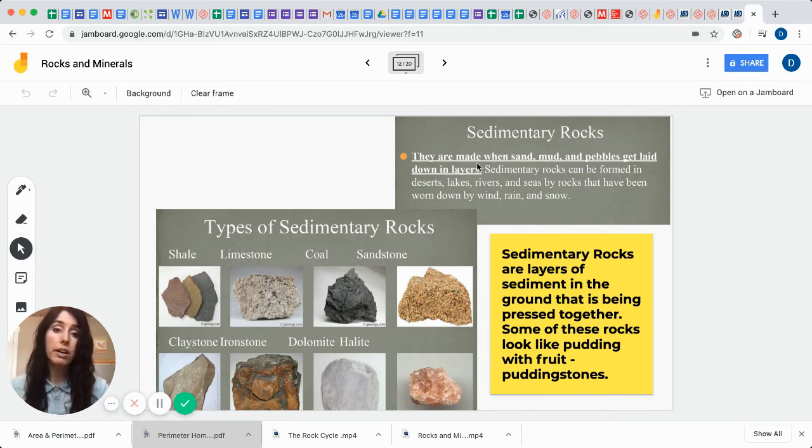So it says they are made when sand, mud, and pebbles get laid down in layers. Sedimentary rocks can be formed in deserts, lakes, rivers, and seas by rocks that have been worn down by wind, rain, and snow. So those are the key ingredients that help to form our sedimentary rocks.